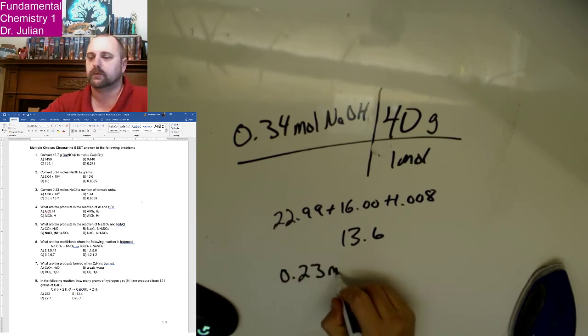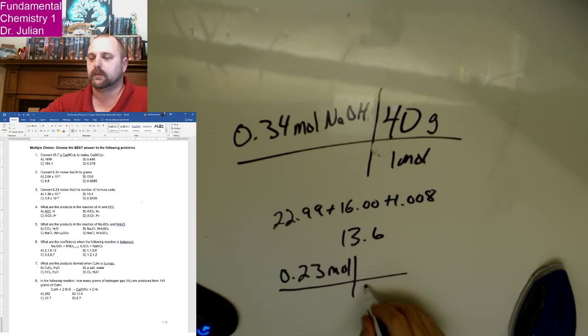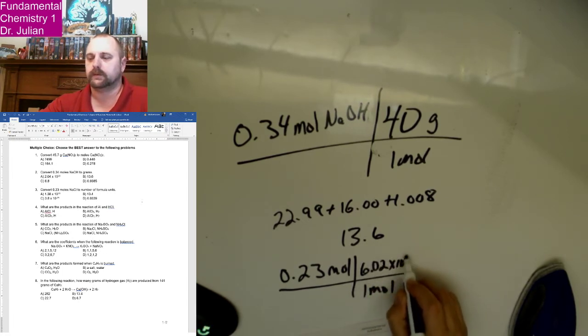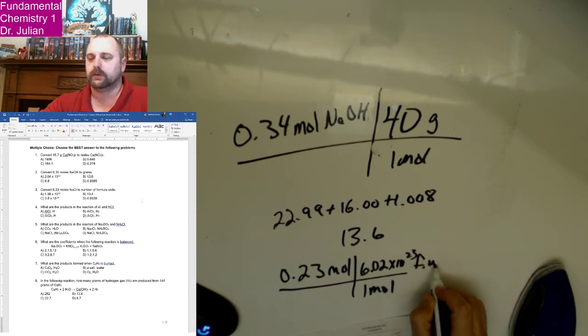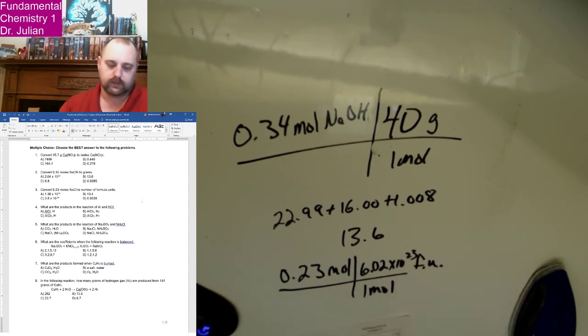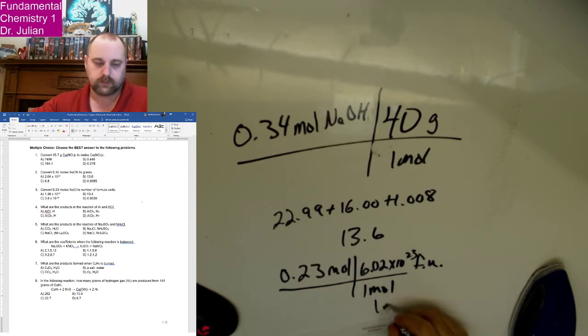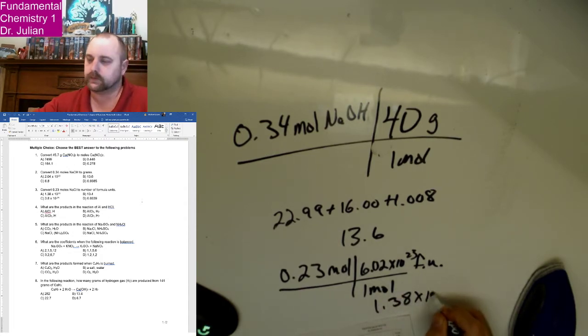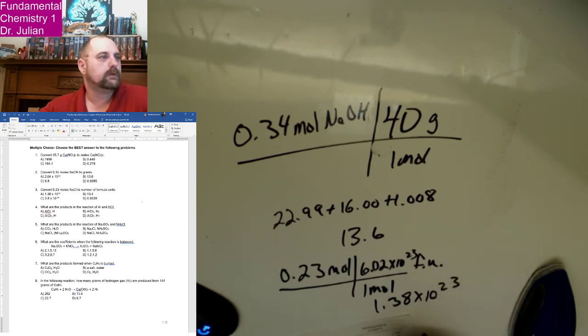Okay. So then 0.23 moles to formula units. 0.23 moles. 1 mole is 6.02 times 10 to the 23rd formula units. All right, so 0.23 times 6.02 E 23. 1.38 times 10 to the 23rd formula units. Is that on there? Yes. A.